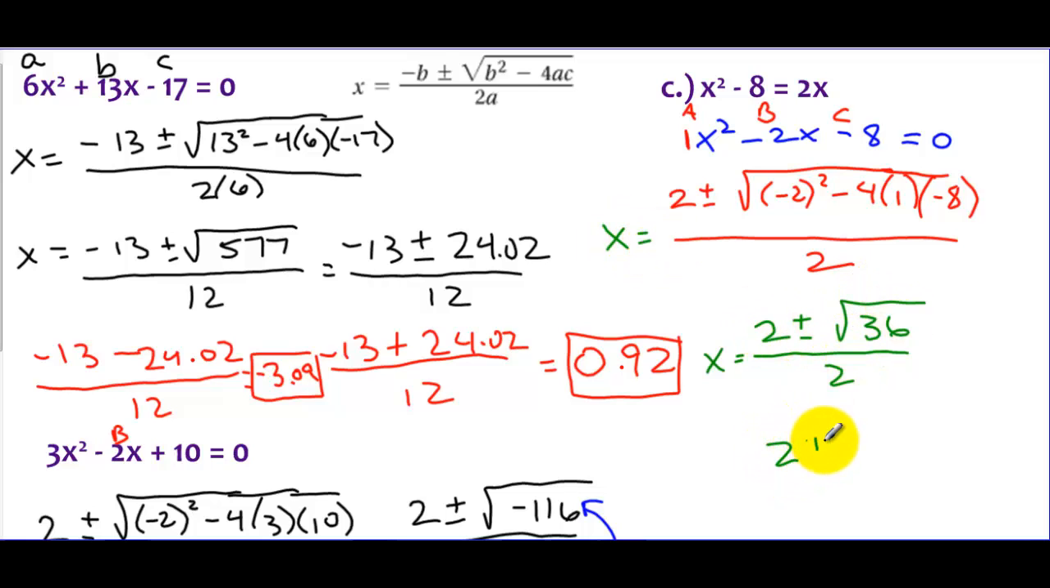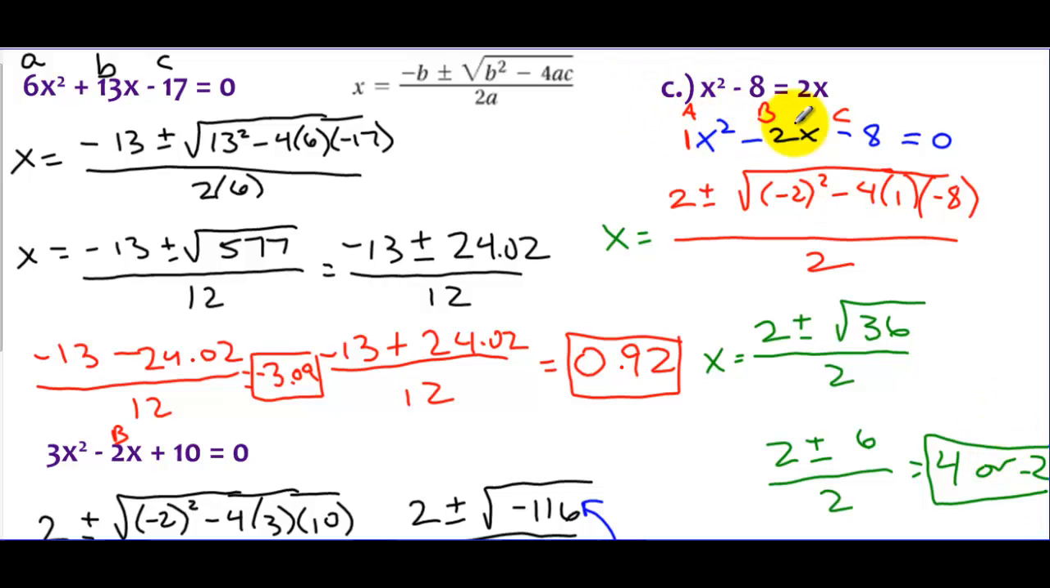This becomes 2 plus or minus 6 over 2, which is 2 plus 6. Well, that's 8. 8 divided by 2 is 4. And 2 minus 6 is negative 4. Divided by 2 is negative 2. And if you remember when we used the factoring method, we got these exact same numbers.